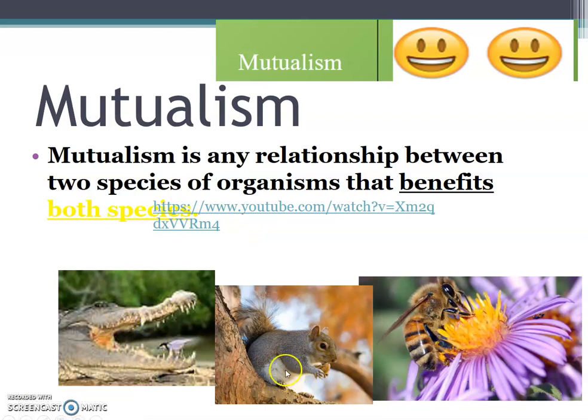Now in this situation, the squirrel and the nut. Whenever the squirrel is eating the seeds from the tree, the squirrels kind of poop out those seeds in different places, and it helps to disperse the seeds to different locations so that the trees can grow in different locations.